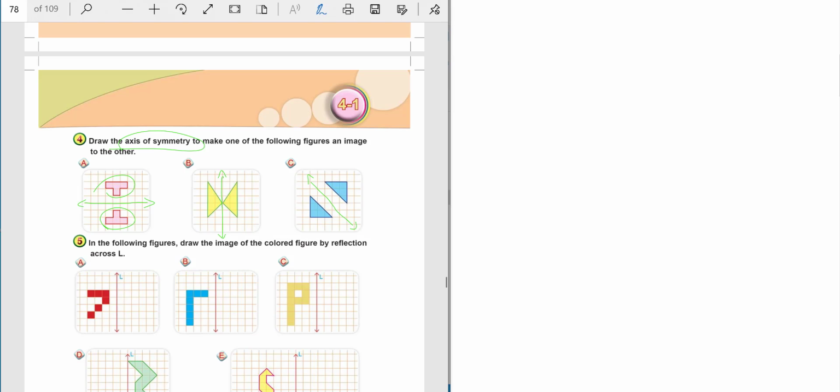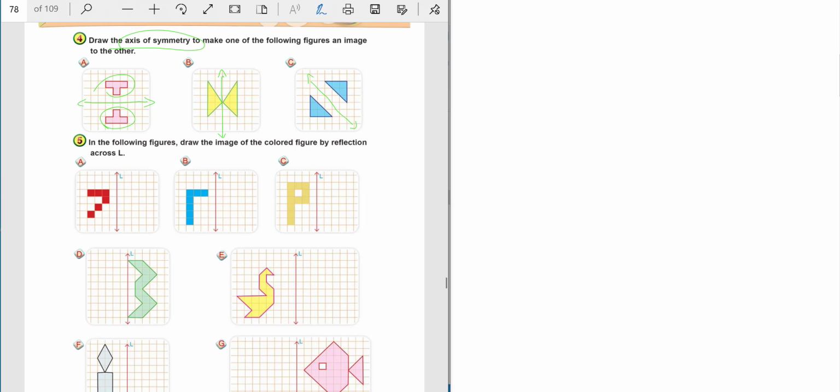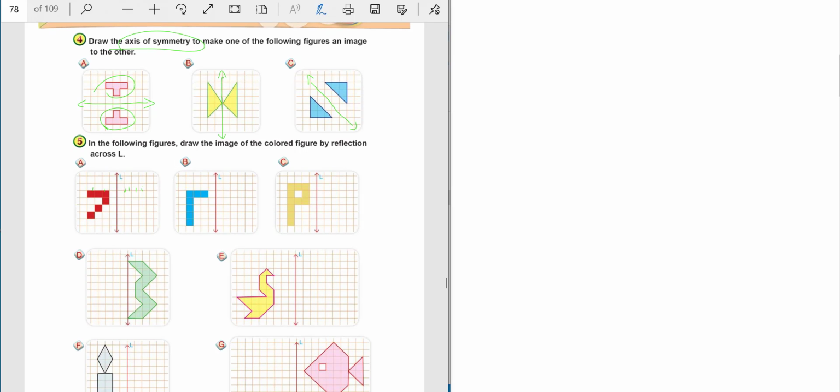In this figure we need to find the image of this figure across L. First we count 1, and 1, 2, 3, 1, 2, 3. So draw 3, then 2, here 2, so 2, then move 1 step, then down 1 step, then move, here we have 1 step.